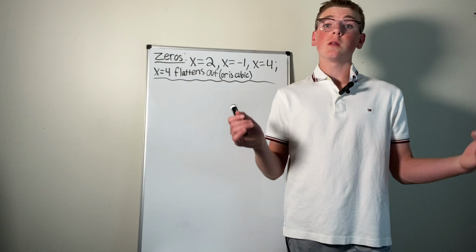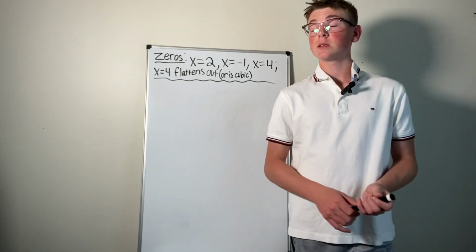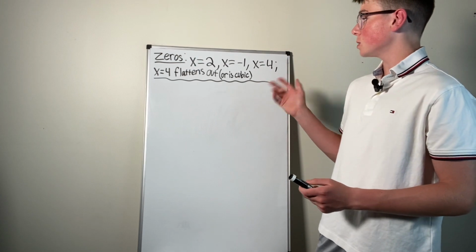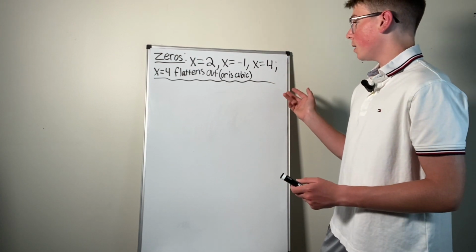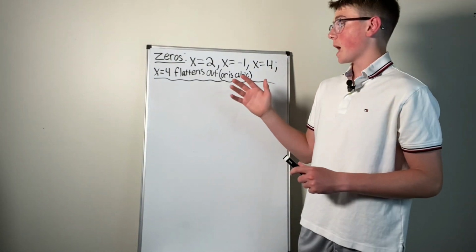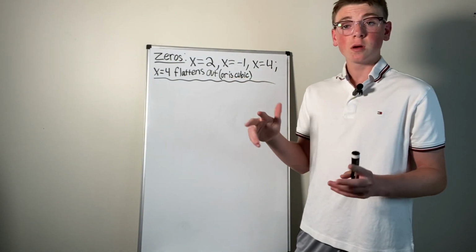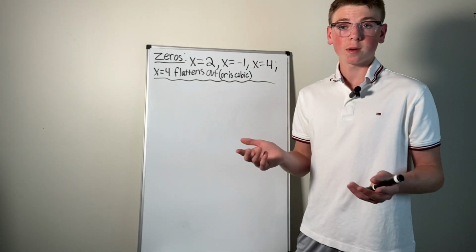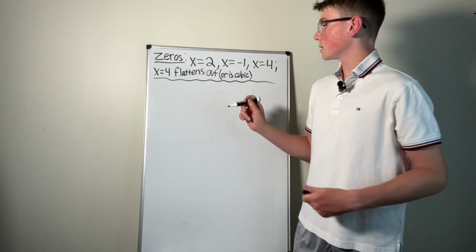Today I'm going to teach you how to find a polynomial equation when you are given real roots. So let's start with our zeros or our roots, which are x equals 2, x equals -1, and x equals 4. But I noted here that x equals 4 flattens out, which means that it is a cubic root.